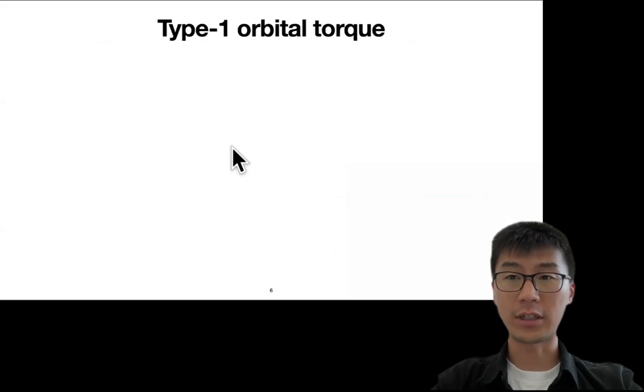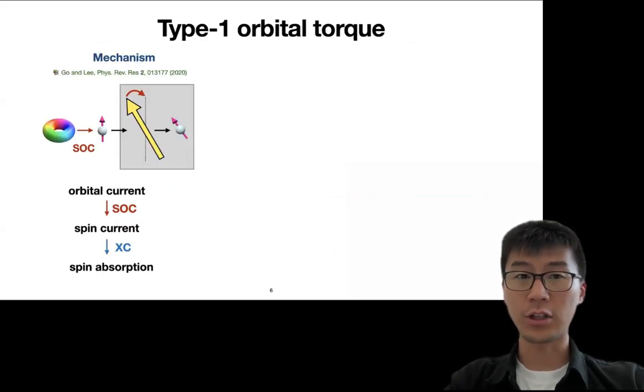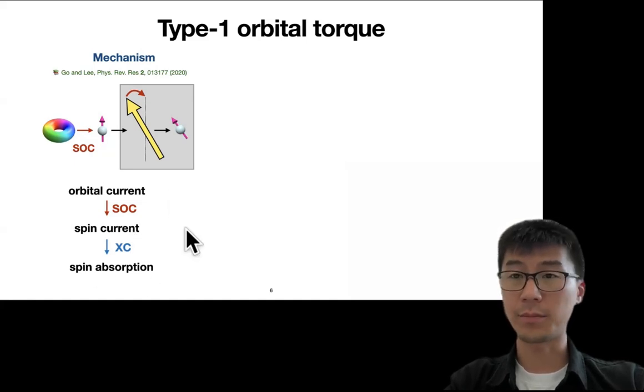The type 1 orbital torque mechanism was proposed in this theoretical paper. What we have proposed is that we can prepare spin current when there is spin-orbit coupling, and then orbital current can be converted into spin current in this way. So eventually, when there's exchange interaction, the spin angular momentum can be absorbed. This is actually quite similar to spin transfer torque.